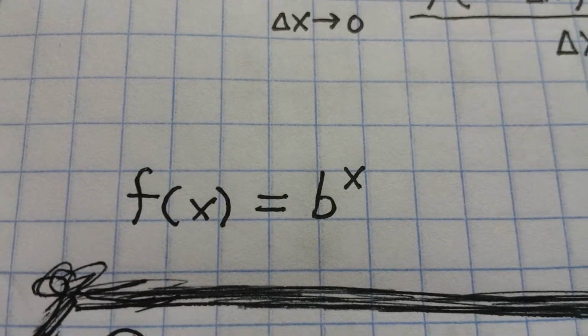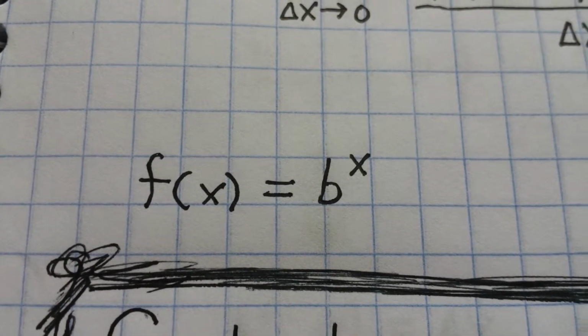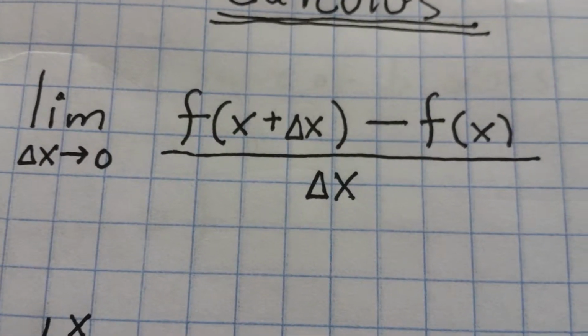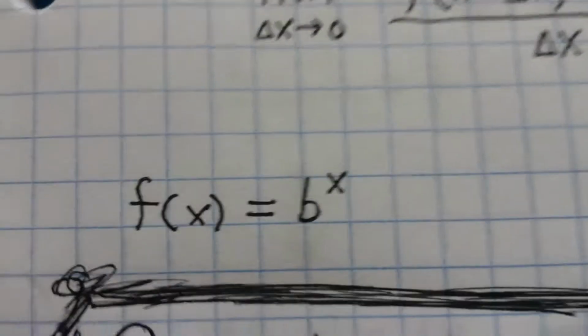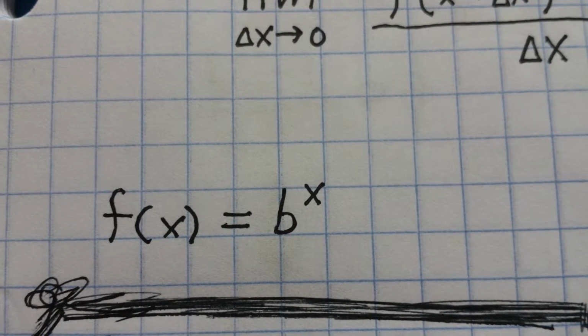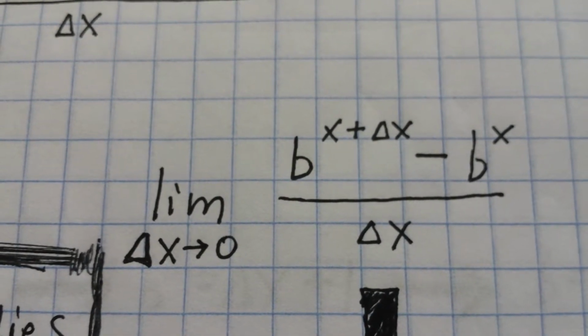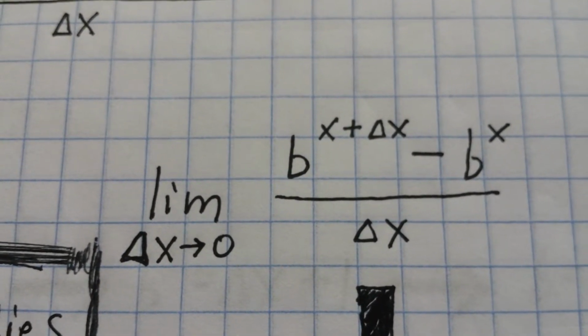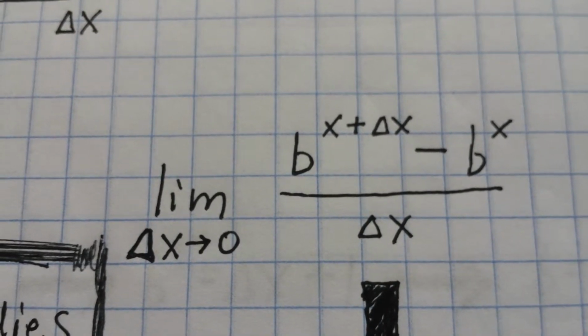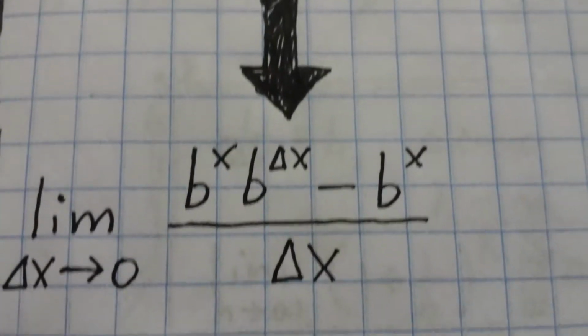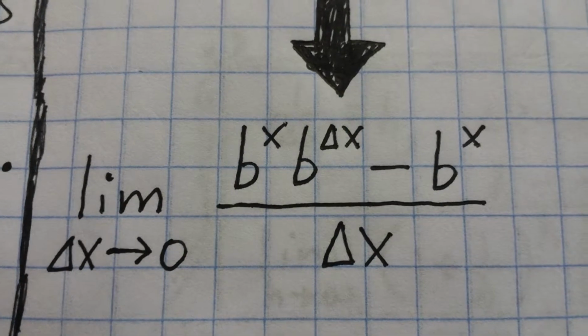Okay, so we're going to start by discussing the derivative of f of x equals b to the x for some base b. And this is the definition of the limit. If we apply this definition to the function f of x equals b to the x, we get this expression: b to the x plus delta x minus b to the x all over delta x, as delta x finds its limit at 0. And this expression, of course, is equivalent to this expression given the property of exponents.